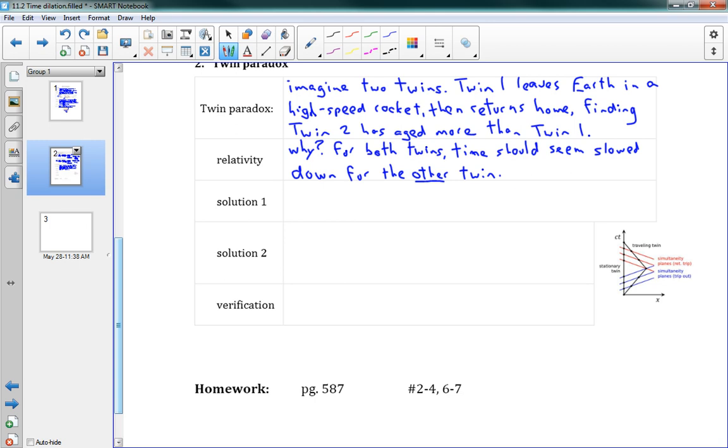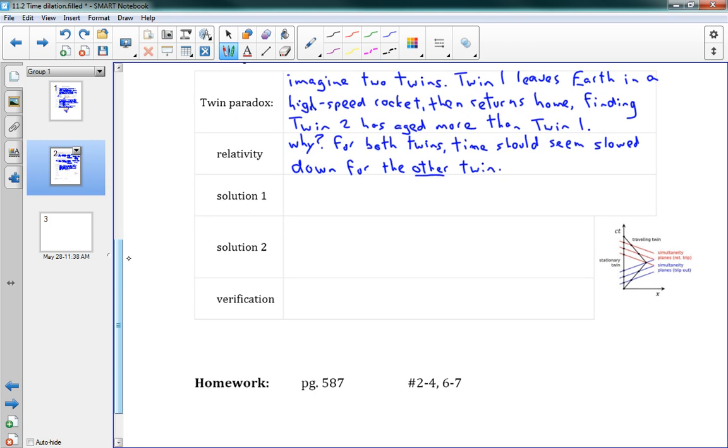So the one that's hopped in the spaceship, from his perspective, he's not moving at all, and everything else is moving around him. So he flies away from Earth, which means that the Earth flies away from him, and then Earth flies back towards him. So his twin back on Earth was moving at this relativistic speed. He was experiencing time slower than the twin in the spaceship. So it doesn't seem to make sense, because really, from both perspectives, time should have been slowed down for the other person, and it shouldn't really work.